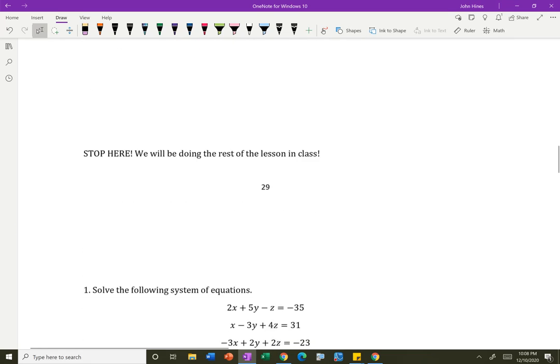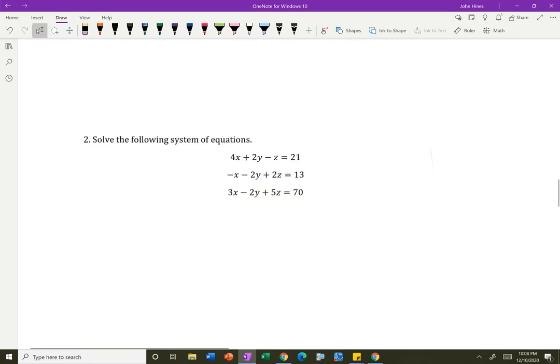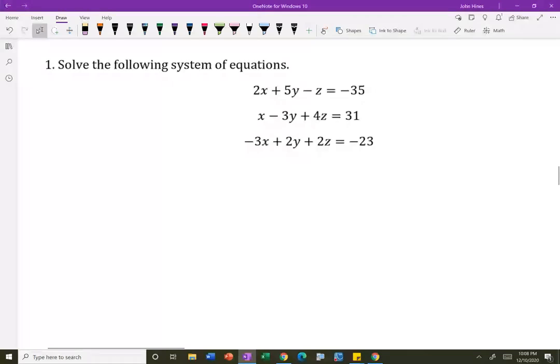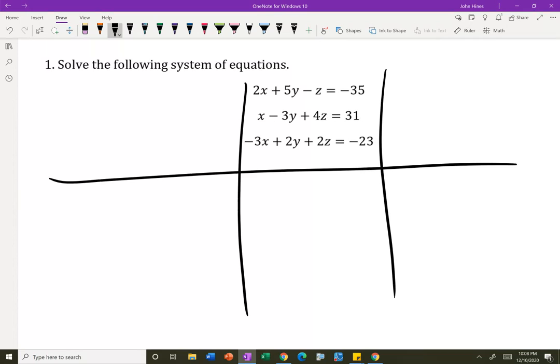That's online, so that's not there. We're going to jump to number 1 here on page 30. So again, I'm going to set it up. Got my 5 steps here.